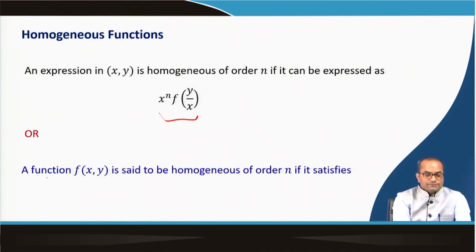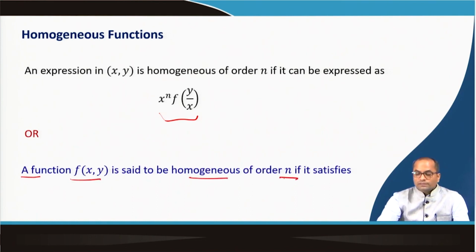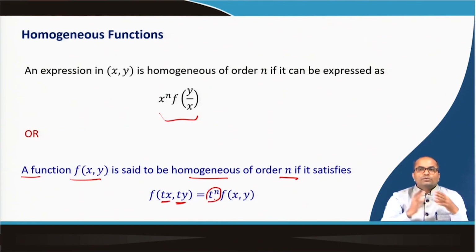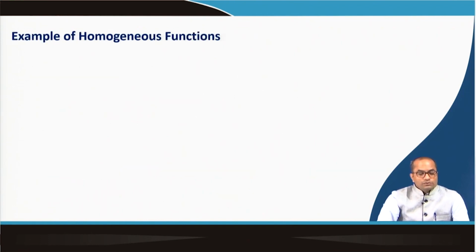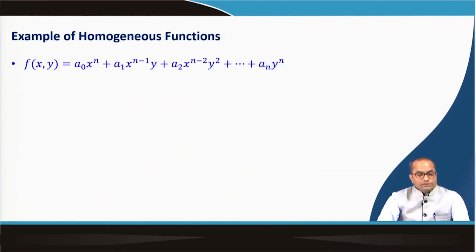or sometimes we use this definition also: f(x, y) is said to be homogeneous of order n if, when you substitute t x in the first argument and t y in the second, then this t power n comes out of your function, and f(x, y) remains in the product here. Good. So, let us go through some examples of homogeneous functions.